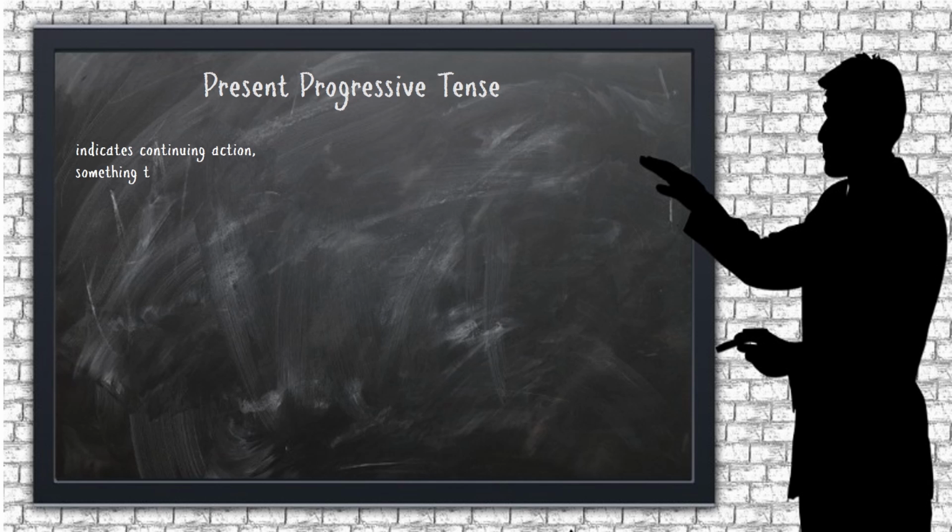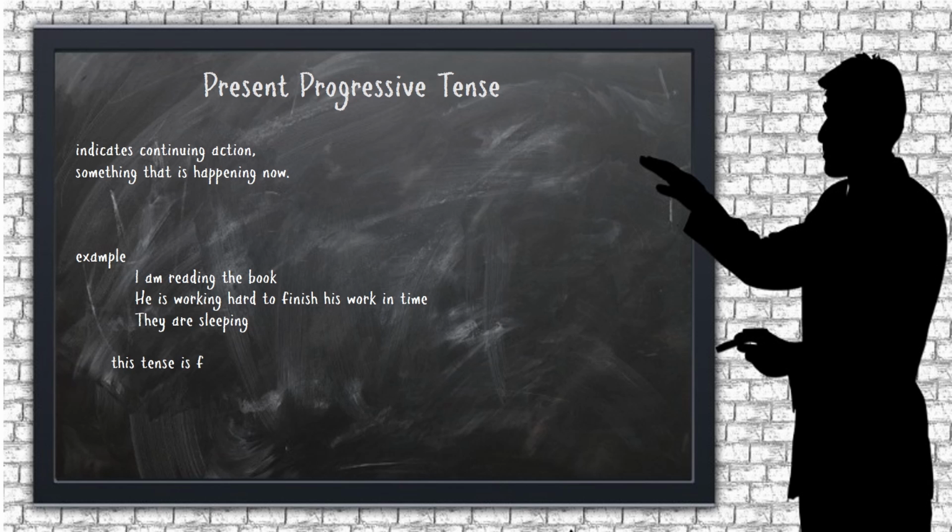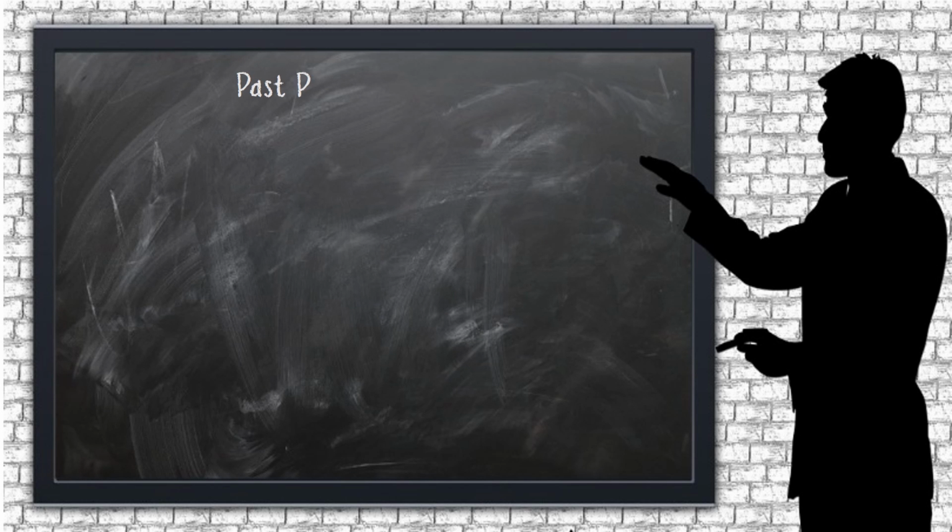Example. I am reading the book. He is working hard to finish his work in time. They are sleeping. We cannot come to you, we are going to work. She is washing the dishes. They are going to the theater. This tense is formed with the help of the to be verb, and the verb of the sentence adds ing, like going, working, starting.